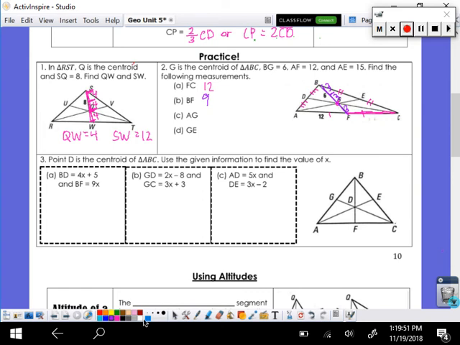Then we have A to G. I kind of got so messy I already can't see that. It told us that AE is 15. So the whole thing is 15. If I break that up into 3, then I know it's going to be 5, 5, 5. So A to G will be 10. And then the last one we're looking at is GE. We just wrote that down. It was 5.